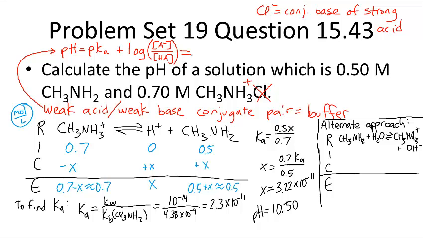So I would calculate the pKa, which in this case, if I remember, turns out to be like 10.65. So it would be the negative log of Ka. All right. So 10.65 plus the log of base form, which was 0.5 over 0.7. So again, I'd get 10.5 there.